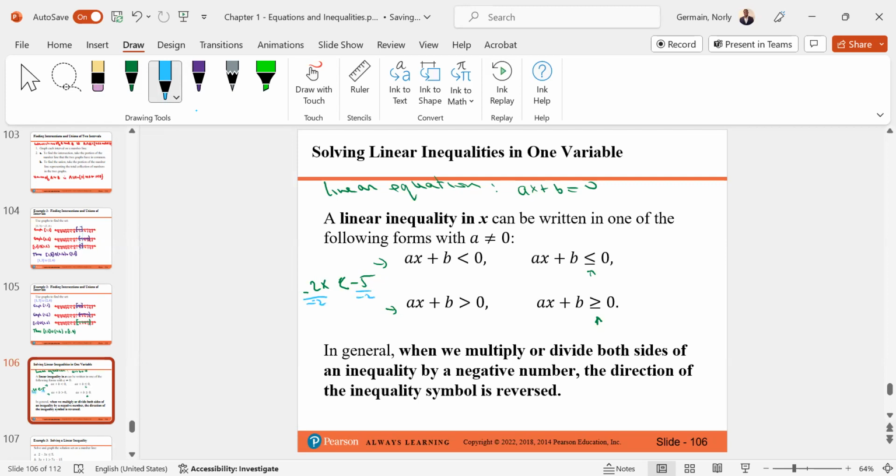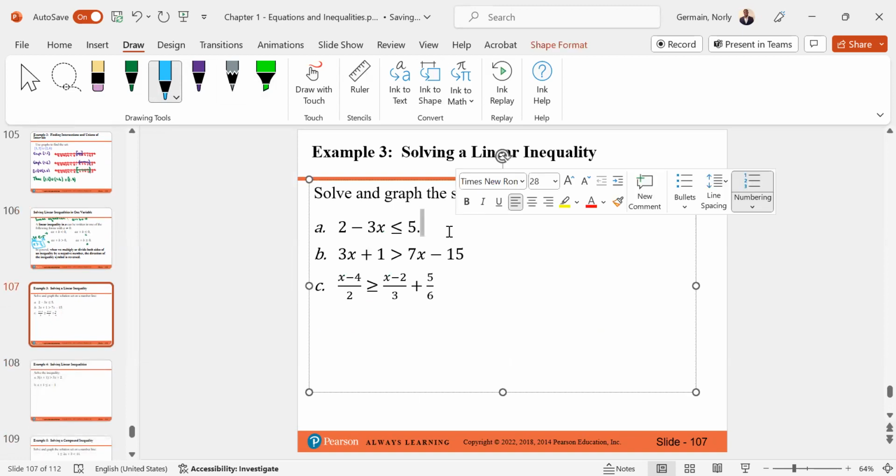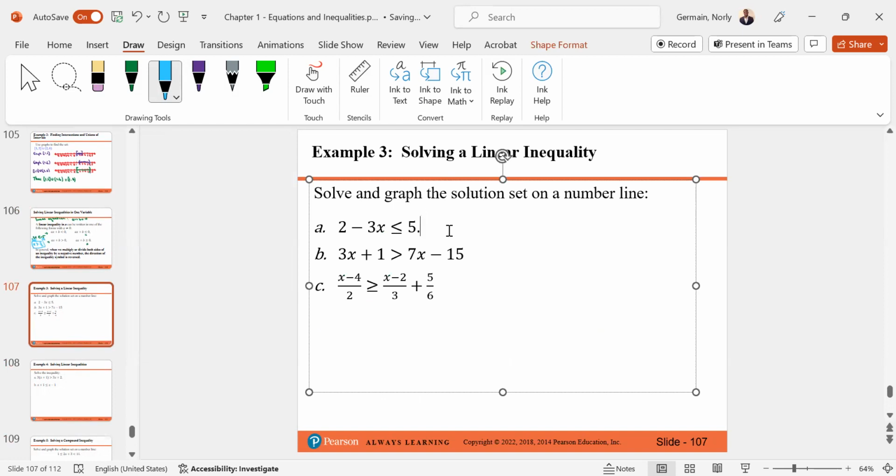Because of that negative in front of the x coefficient, we change the inequality symbol to make it greater than 5/2. That's what we mean in general for this part. Now, let's see it in multiple examples. Let's solve each inequality and graph the solution set on a number line.